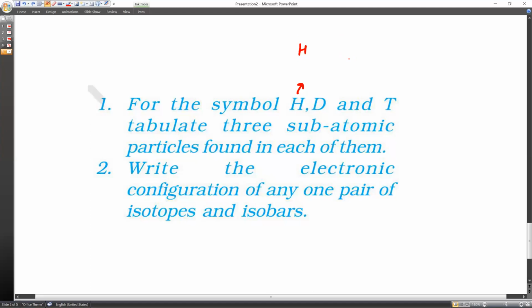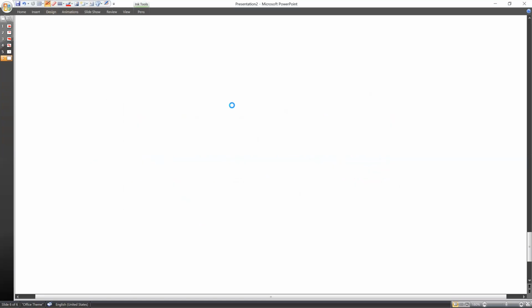So what is H, what is D, and what is T? They are talking about the subatomic particles, so we are talking about electron, proton, and neutron. We are making the table on the next page. This one is H, hydrogen 1 and 1. This is hydrogen 1 and 2, deuterium. This is hydrogen 1 and 3, tritium.